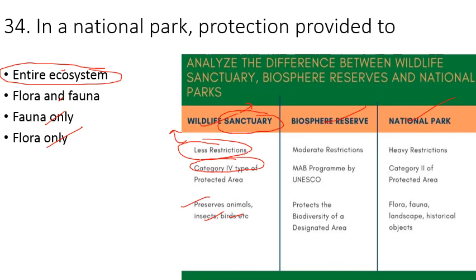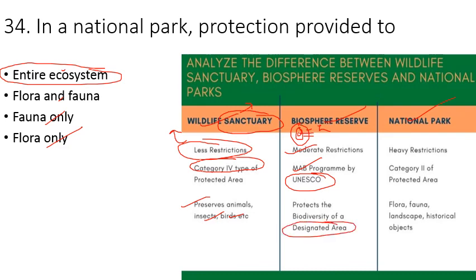Next is biosphere reserves. Here the restrictions are moderate. A biosphere reserve contains different zones. There is a buffer zone where some sort of human activities are allowed, and a core zone where no human activities are allowed. This comes under the program called Man and Biosphere program, launched by UNESCO. It is used for protection of the biodiversity of the designated area.